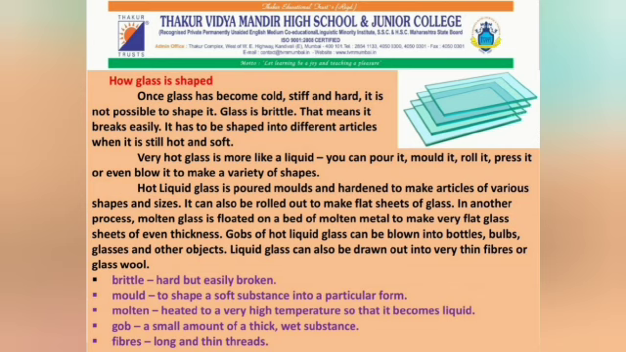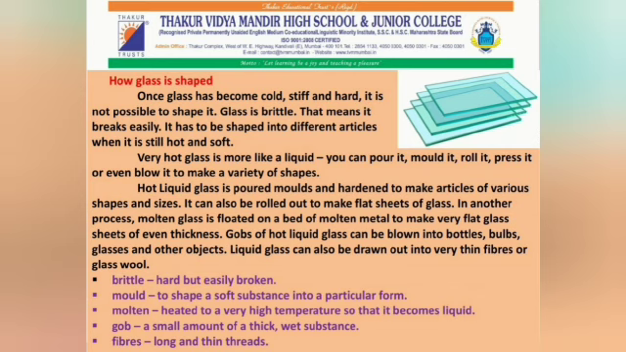Hot liquid glass is poured into molds and hardened to make articles of various shapes and sizes. It can also be rolled out to make flat sheets of glass. In another process, molten glass is floated on a bed of molten metal to make very flat glass sheets of even thickness. Gobs of hot liquid glass can be blown into bottles, bulbs, glasses, and other objects. Liquid glass can also be drawn out into very thin fibers or glass wool.